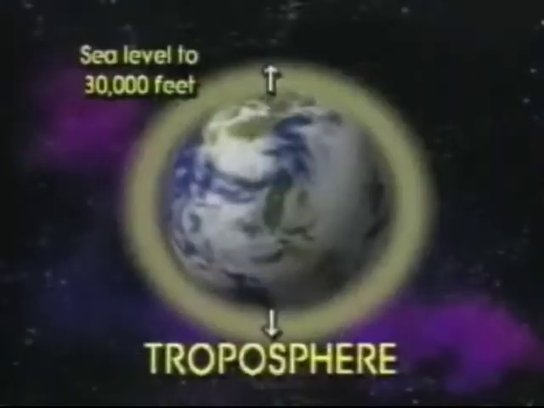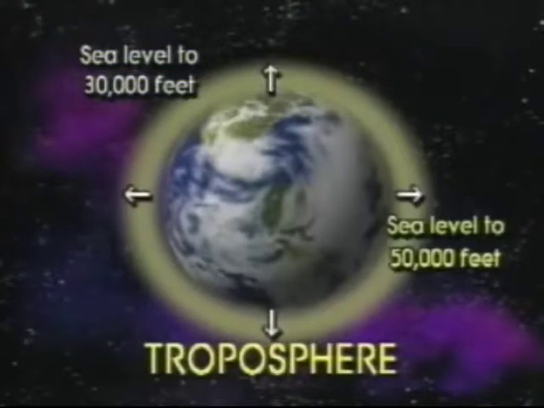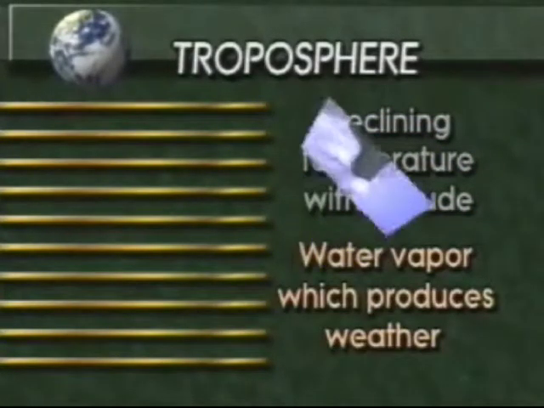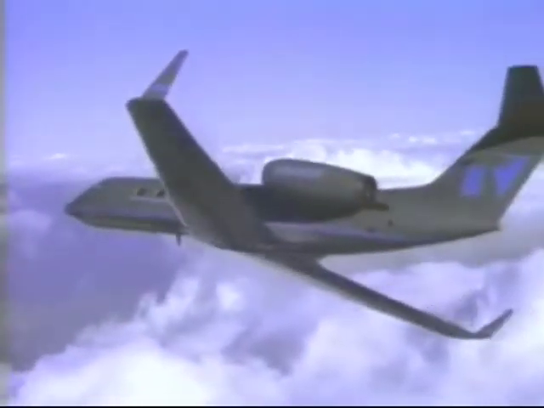The troposphere ranges from sea level to 30,000 feet at the North and South Pole to 50,000 feet at the equator. The egg shape is due to the cooling and heating of the Earth's surface. The main characteristics of the troposphere are declining temperature with altitude and water vapor which produces weather. This is where the majority of aviation activity takes place.